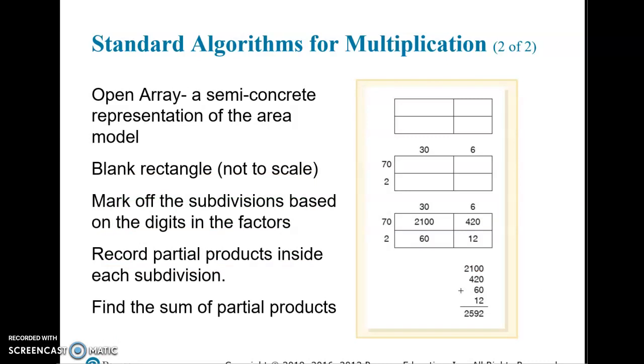In the open array, you take a blank rectangle and break it up into 4 separate rectangles. Put your numbers where they belong. So we'd have 36, which is broken down to 30 and 6, and 72, which is broken down to 70 and 2. 70 times 30 would be 2100. 70 times 6 is 420. 2 times 30 is 60, and 2 times 6 is 12. You add all 4 numbers up to get 2,592.